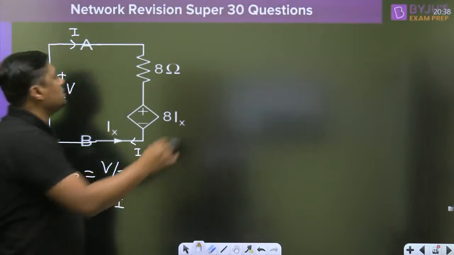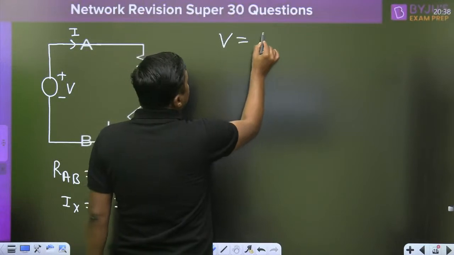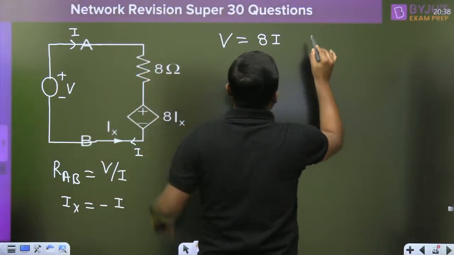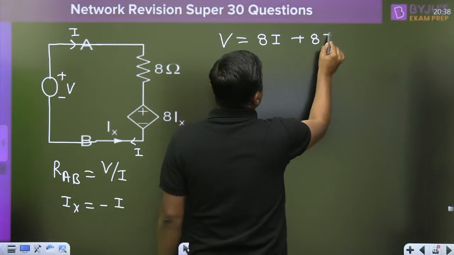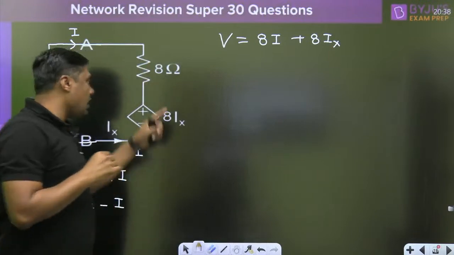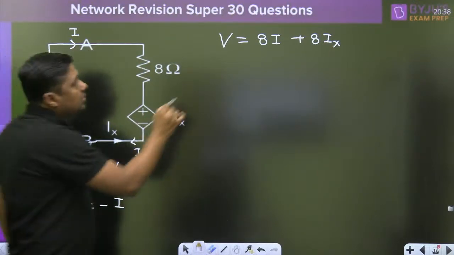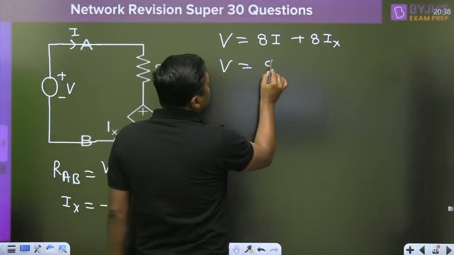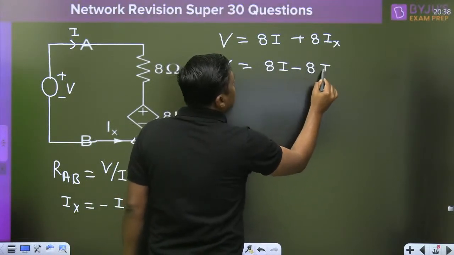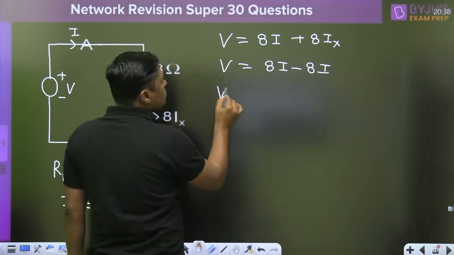So write down the equation. I am writing the KVL. V is equal to 8I plus 8Ix. What is Ix? Ix is equal to minus I. It will become V is equal to 8I minus 8I. Right? So V is equal to what?